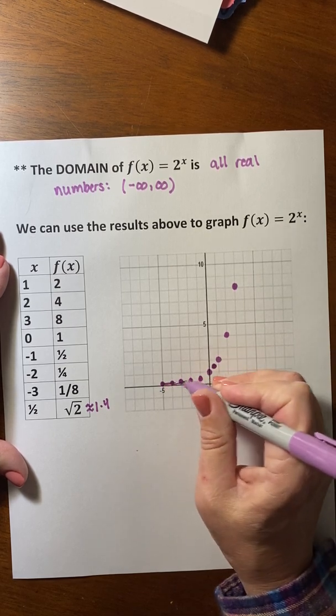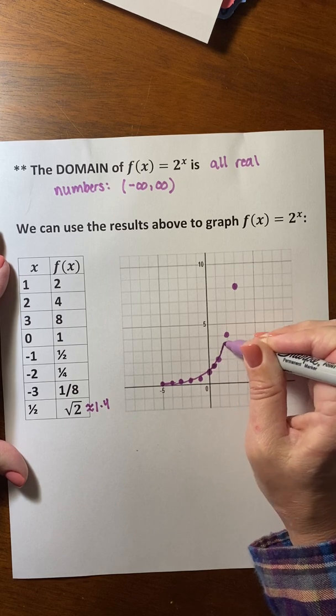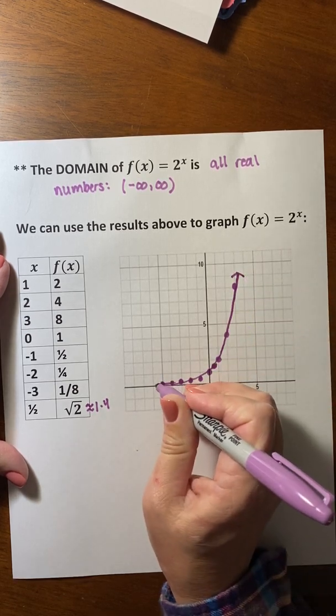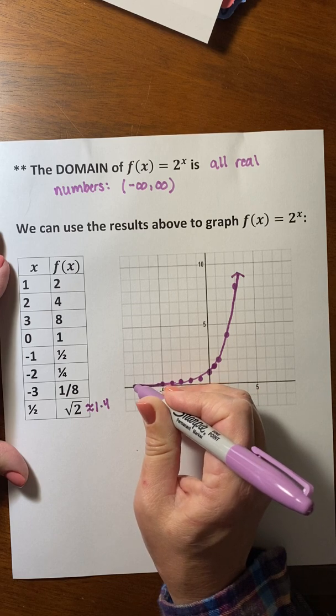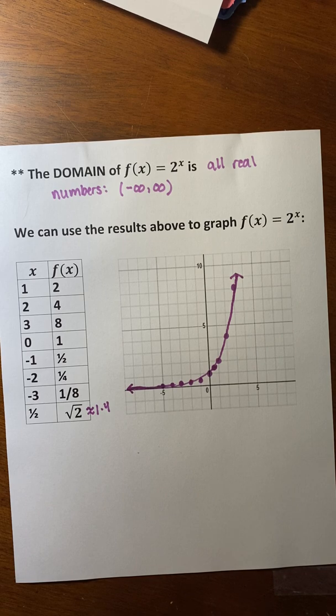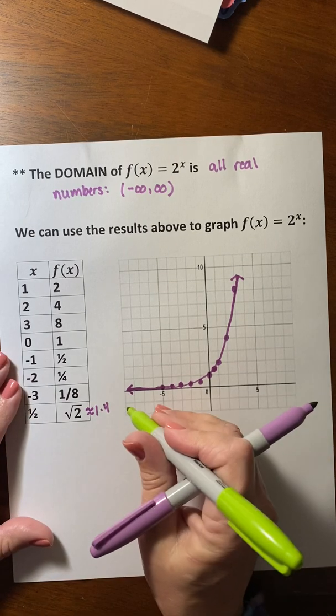Right, and this is what the graph of our exponential function looks like. As we move to the right, it shoots up to the right. As we move to the left, it keeps going down, but it never crosses the x-axis. It's going to skim against it. So this graphical feature is called an asymptote. So let's write this down.